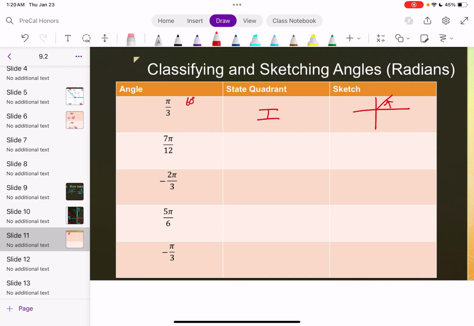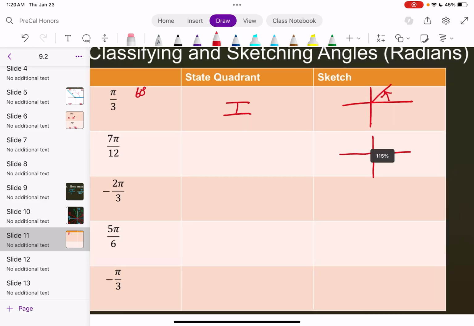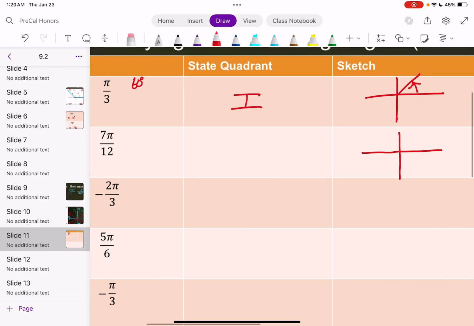Let's do that same scenario, but with a second problem. Now notice we do not have a denominator of 12, but what we do know is that as we draw this out, this 180 mark would have to be 12 pi over 12. This would have to be 6 pi over 12. 7 pi over 12 would fall into the second quadrant.